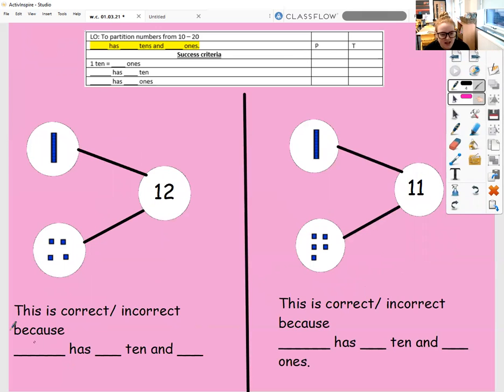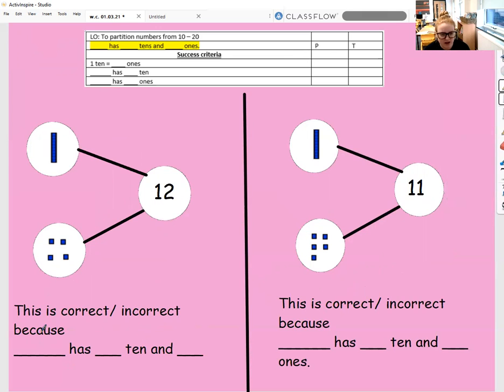Fantastic. Okay. Is this correct or incorrect? So what is my whole here? The whole is 12. Fantastic. How many tens are there in 12? There is 1 ten. Are these tens? Nope. Are these tens? Yep. Is there 1 ten here? There's 1 ten. So this is correct.